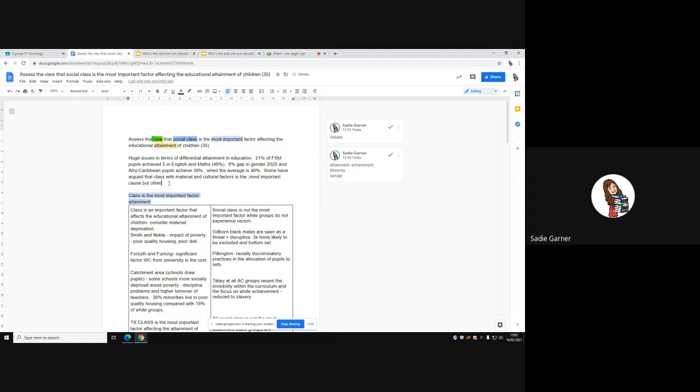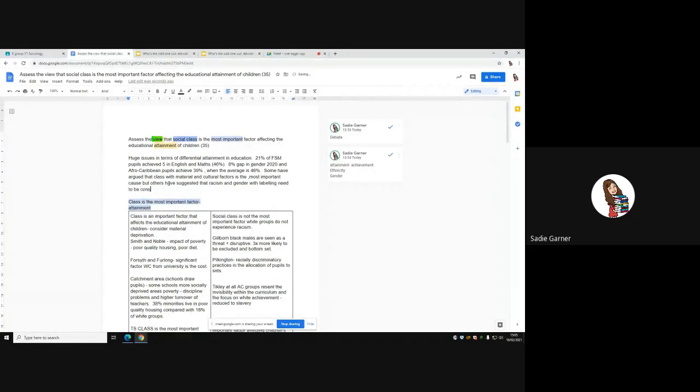But others have suggested that racism and gender with labelling need to be considered. That gives an overview of what my paragraphs are against: they've suggested that racism and gender with labelling also need to be considered. They get the overview of where the debate's going with the stats.